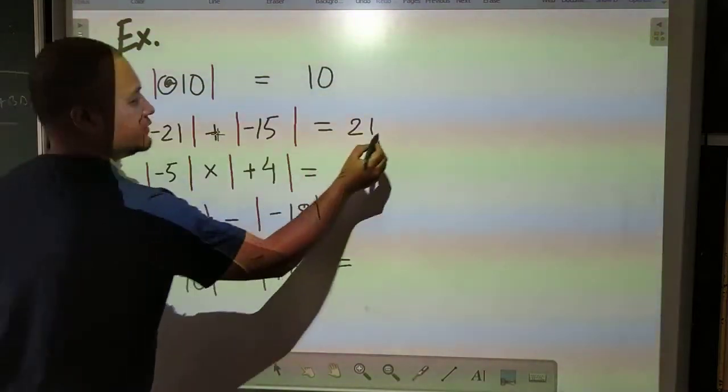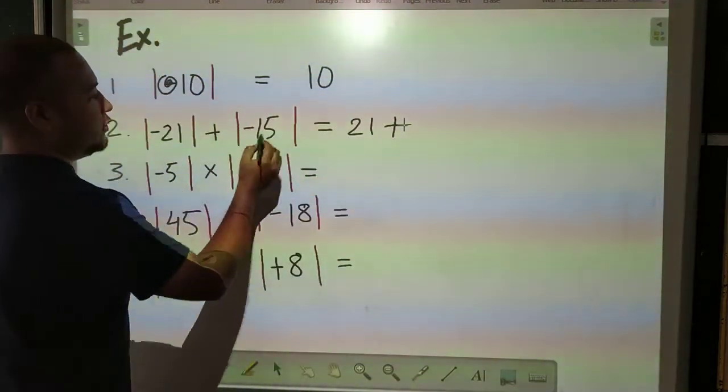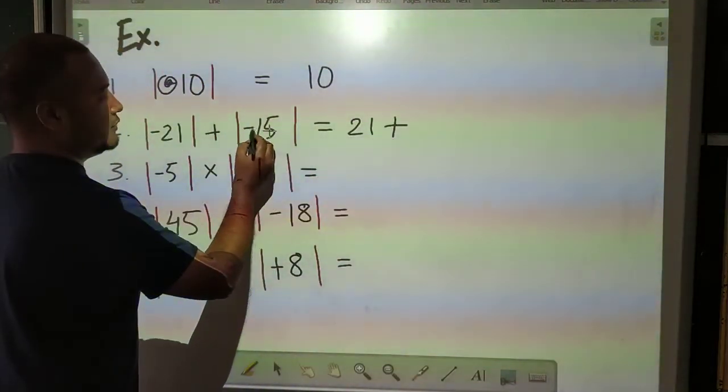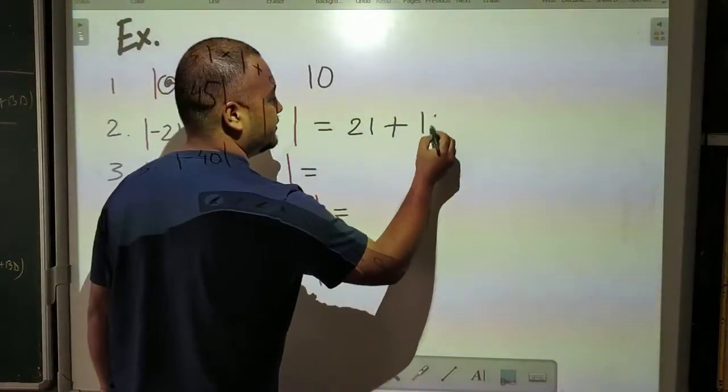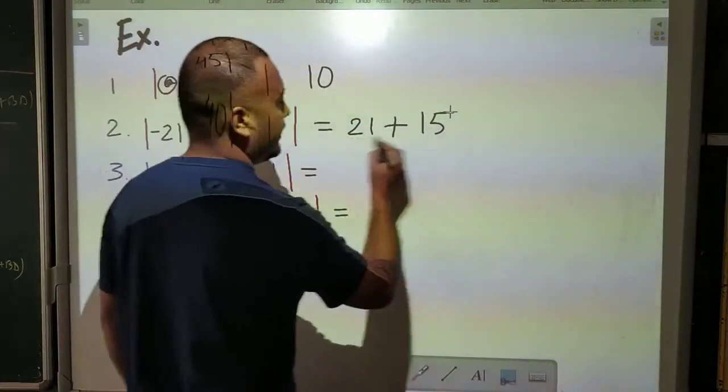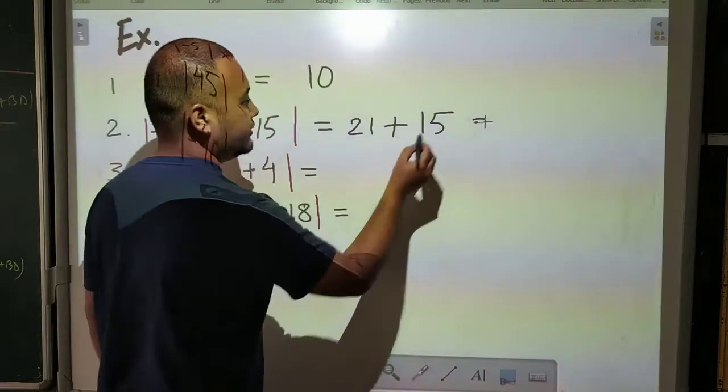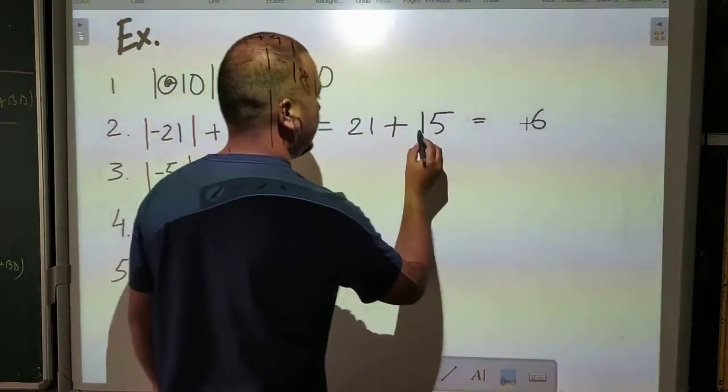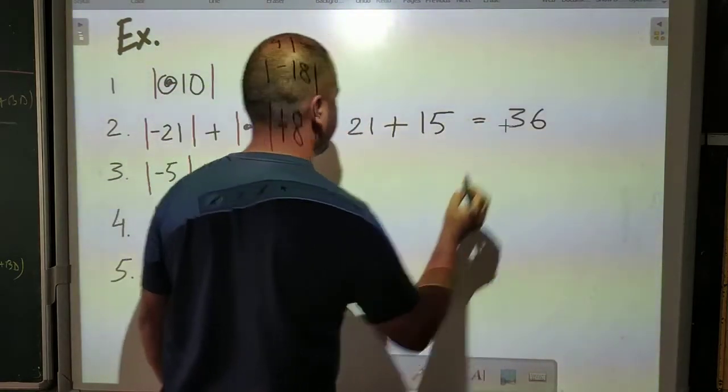Then we have plus. Now we have modulus of minus 15. So remove this sign and just write 15. And now add them as you would normally. So 5 plus 1 is 6 and 1 plus 2 is 3.